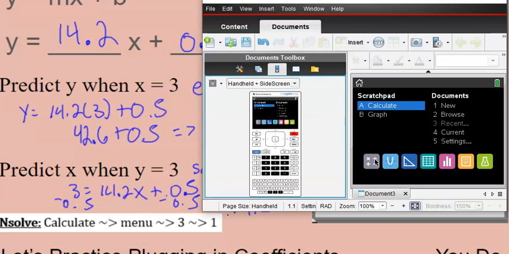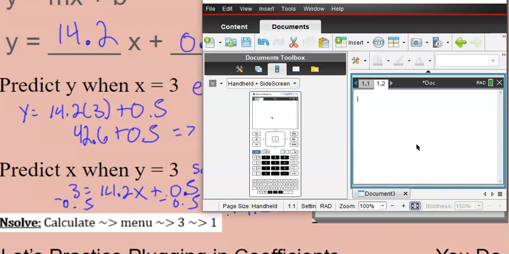So we'll go to the calculator. For evaluate, let's go ahead and type in our numbers: 14.2 parentheses 3 plus 0.5. Enter, and you get 43.1.